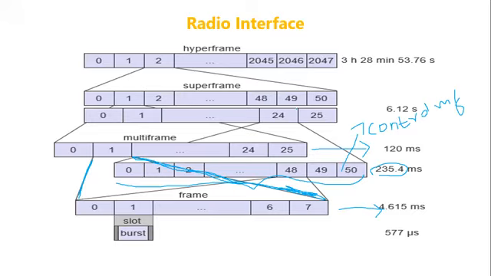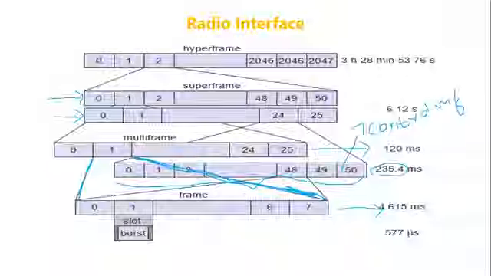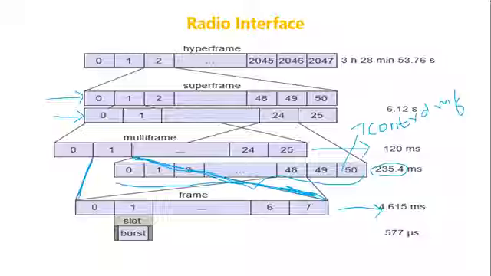So here you can see these two are super frame. This is also a super frame, and this is also a super frame. But what is the difference? There are two ways in which super frames can be formed. One way is you can put together 26 multi-frames. If you put together 26 multi-frames, you can call it a super frame.